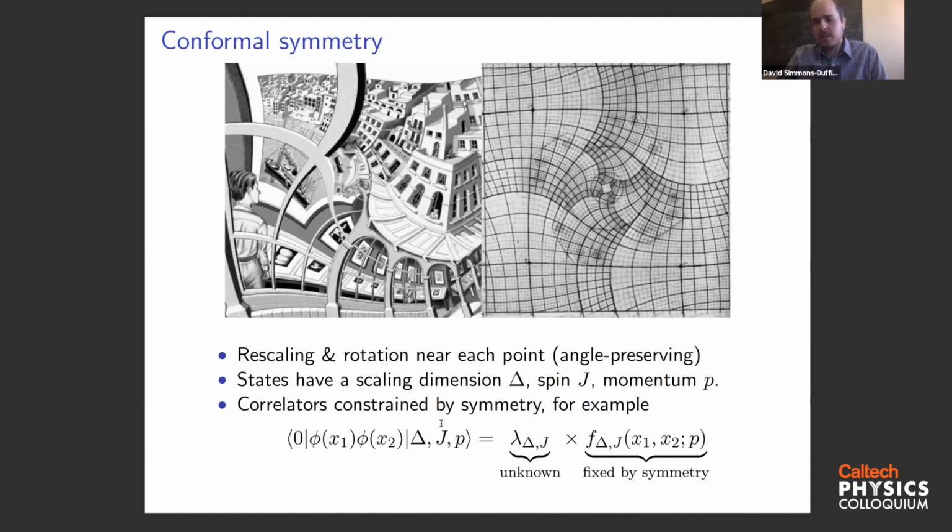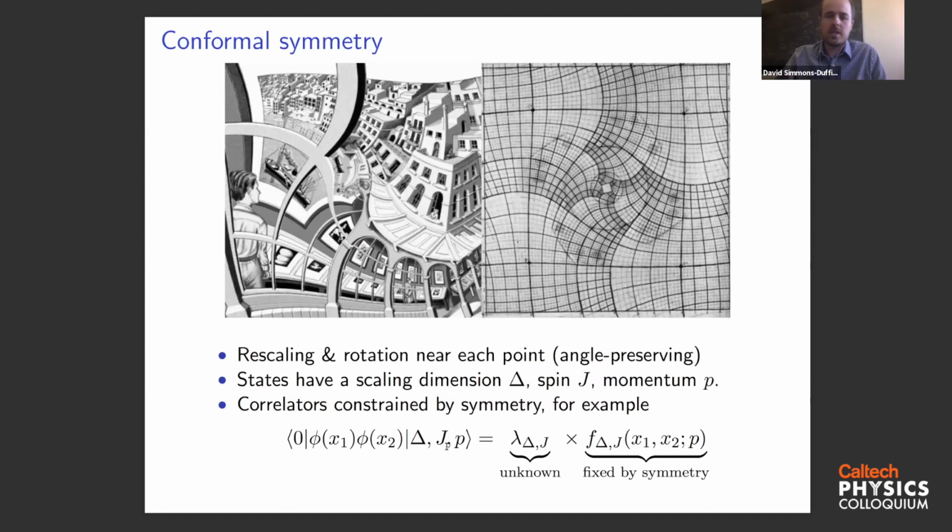Another implication of this extra symmetry is that the correlation functions are constrained by the symmetry. So an example correlation function might be the overlap between an excited state, delta J P, and then you make two measurements on the excited state, at points x1 and x2, and then you ask what's the overlap of that with the vacuum. So this is an example of a transition amplitude you might want to compute in the theory. And the nice thing about all this symmetry is that it fixes this transition amplitude up to a single unknown coefficient here called lambda delta J.